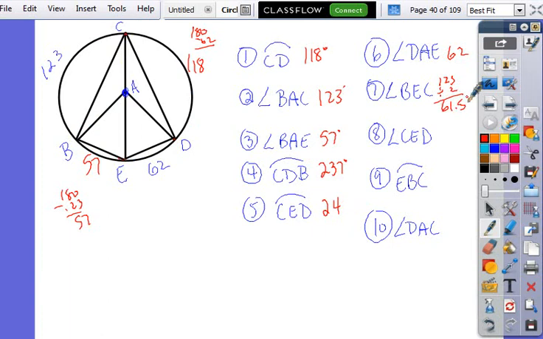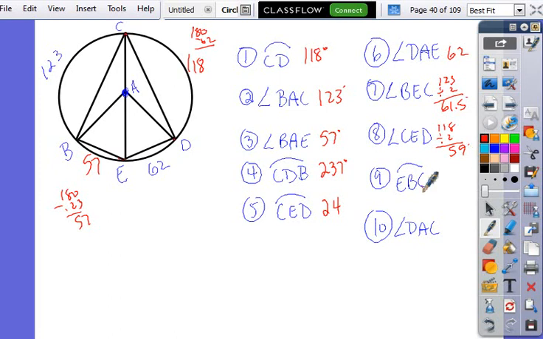Angle CED. CED. 118 divided by 2. Inscribed angle again. Be 59. So that would be 118 divided by 2. You get 59. Then it goes back to an arc.